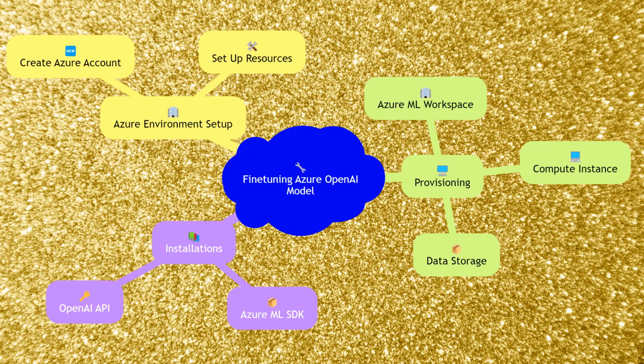To fine-tune an Azure OpenAI model, you need to set up your Azure environment. This includes creating an Azure account, setting up the necessary resources, and configuring your environment for training. You'll need to provision an Azure Machine Learning workspace, create a compute instance, and set up storage for your data. Additionally, you'll need to install the required libraries and tools, such as the Azure Machine Learning SDK and OpenAI API, to facilitate the fine-tuning process.